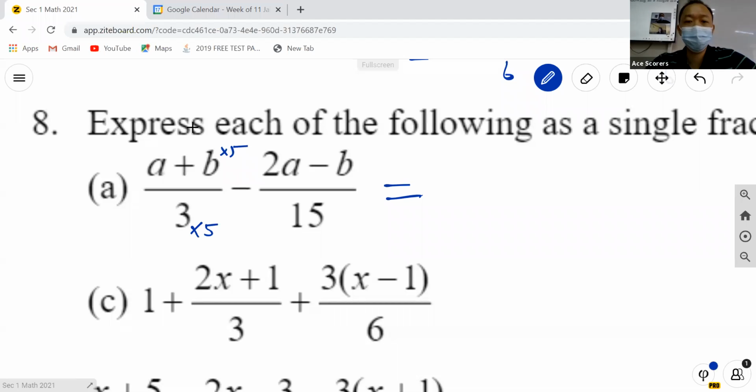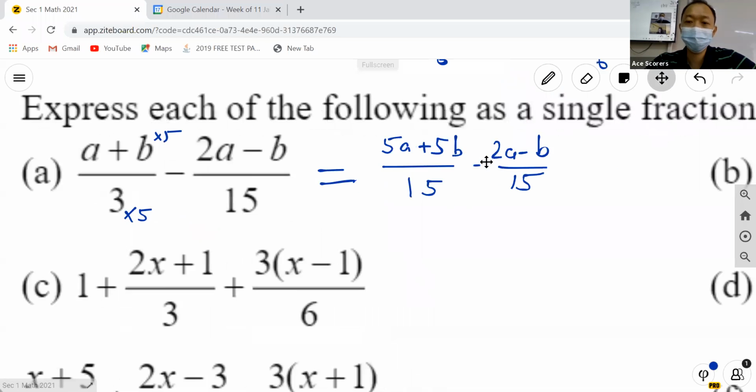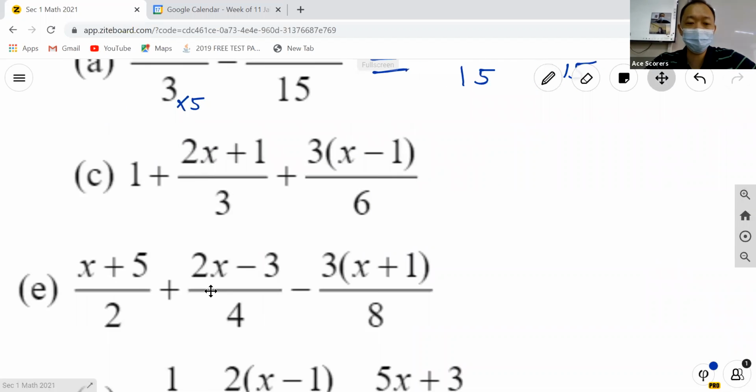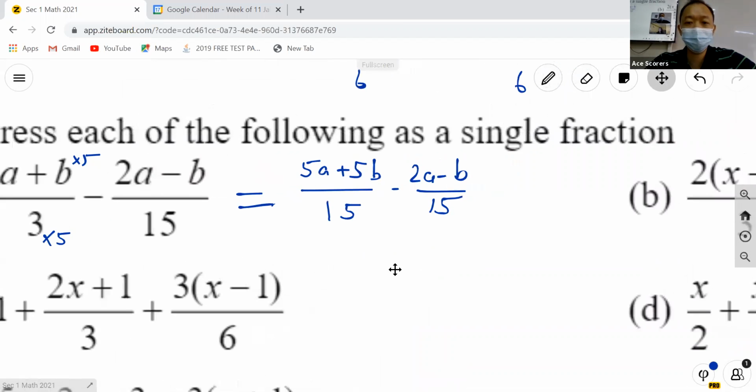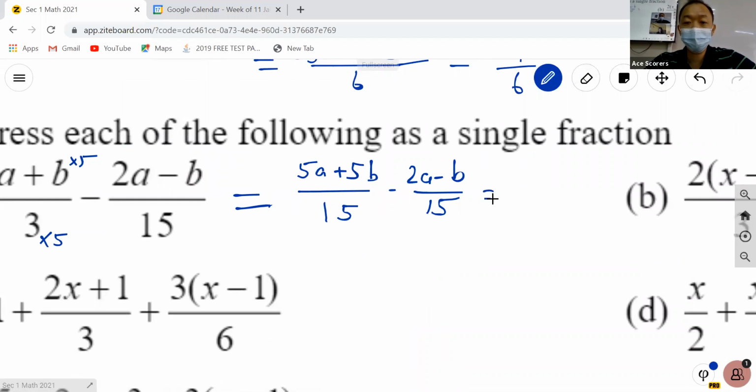Question number 8. Next set. So we get 5a plus 5b over 15 minus 2a minus b. Isn't this the same as the one on top? Yeah, similar. It's just that they have a bit more variation now, or three fractions. Okay, so what do we get? 5a plus 5b minus 2a. So we get 3a, and then plus 4b, no, plus 6b.